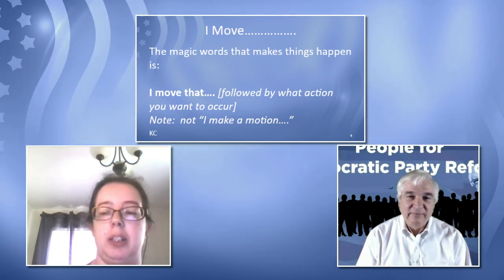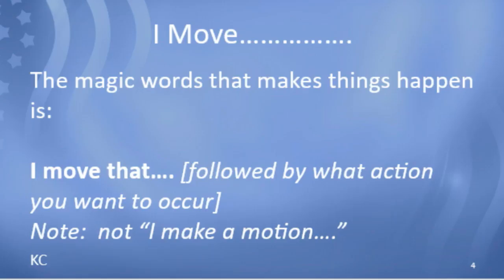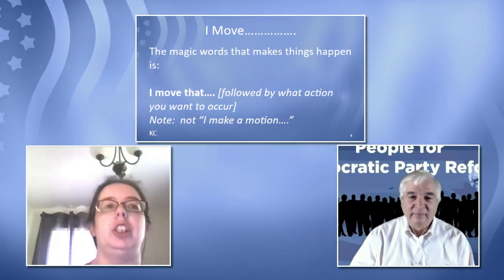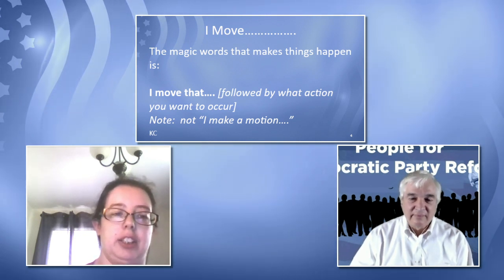So the first thing we're going to talk about is, broadly, how you make a motion. You do that by saying, I move to blah blah blah, whatever it is that you want to do. Not I make a motion. A lot of people use that, and it gets your point across, but properly it should be, I move that this organization do X, Y, and Z. Once that happens, then there's a sequence of events that will happen.